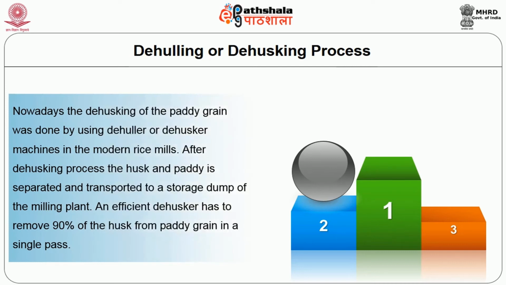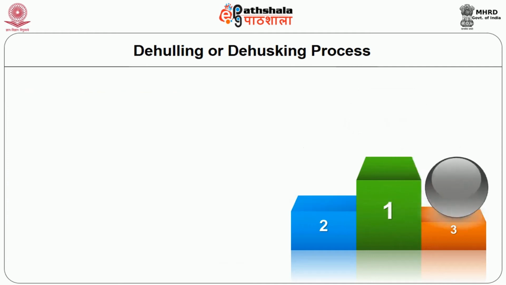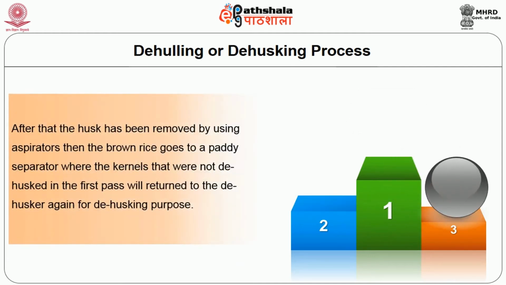But nowadays, the dehusking of paddy grain is done using dehuller or dehusker machines in the modern rice mill. After the dehusking process, the husk and the paddy are separated and transported to the storage dump of the milling plant. An efficient dehusker has to remove 90% of the husk from the paddy grain in a single pass. After that, the husk is removed using an aspirator.